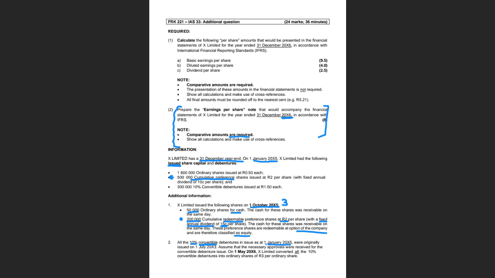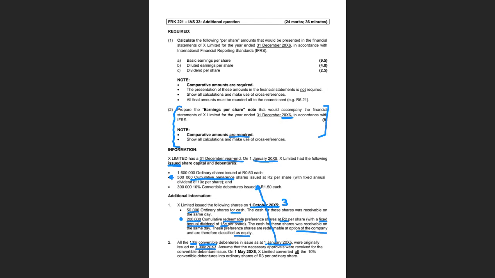So what they're actually talking about, these 300,000 here, right? That's what they're talking about. They're saying the ones that were already in issue, which we read about earlier on. They were originally issued on 1 July 2013, so they were issued 2 years ago, which is outside the years that we're looking at. All it's telling us is that it's been in issue for a full 12 months, so we don't need to worry about apportioning anything there.